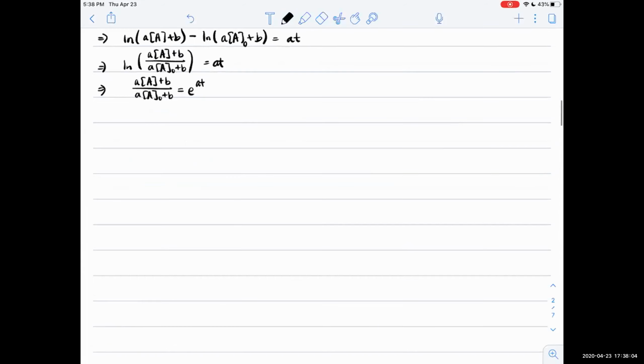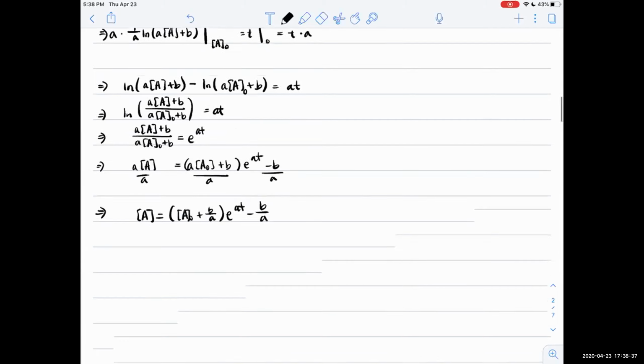And then I'm going to move this denominator to the right side such that it's going to be a times the initial concentration of A plus b, times e to the at. Then I'm going to subtract b on both sides and divide by a on all the terms. So in the end, what we get is that the concentration of A is basically the initial concentration plus b over a, times e to the at, minus b over a.